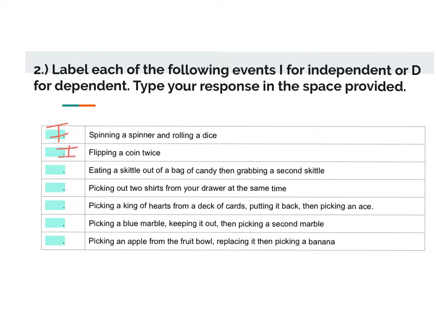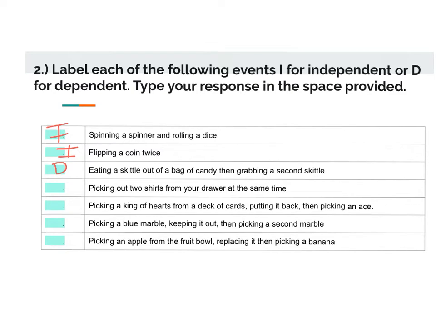Eating a Skittle out of a bag, then grabbing a second Skittle. So since you picked the Skittle out of the bag and you ate it, there are now less Skittles in the bag. So that would be dependent. The first event affected the outcome of the second event. So if you selected a green and ate it, there are now less greens. So the chance of you picking a green again is now smaller. So that's dependent.